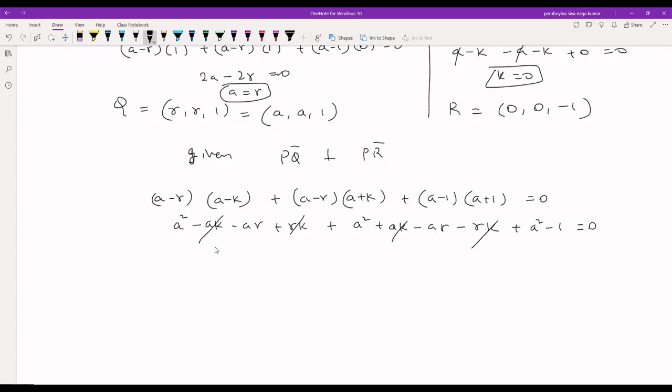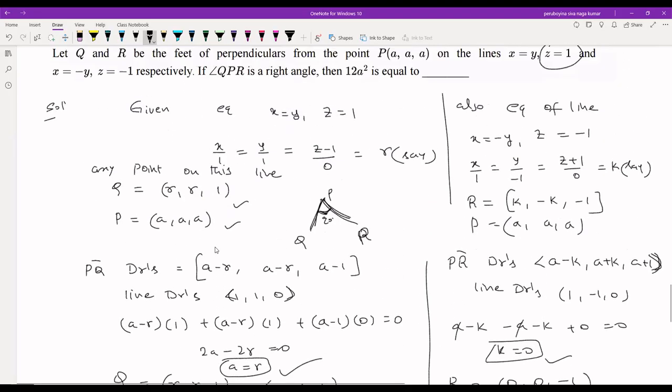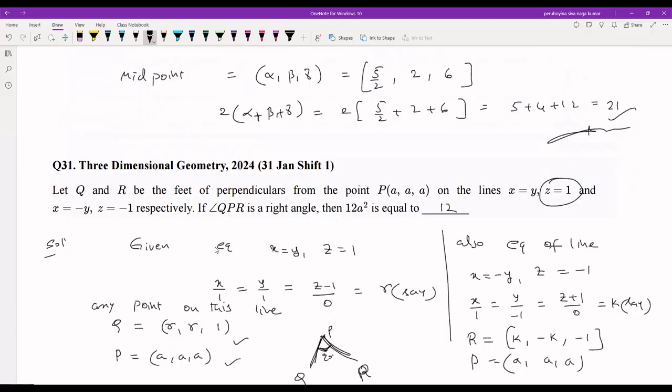And we have the values also: R value is A, and you can substitute the R value A. We got K value 0. Then A square, and this is A square, and again A square. A square minus 1 equals 0 after cancelling, which means A can be plus or minus 1. That means 12A square is how much? 12A square is equal to 12 into plus or minus 1 whole square. Of course, 12 is the answer. He is asking how much 12A square is. It will be plus 12.